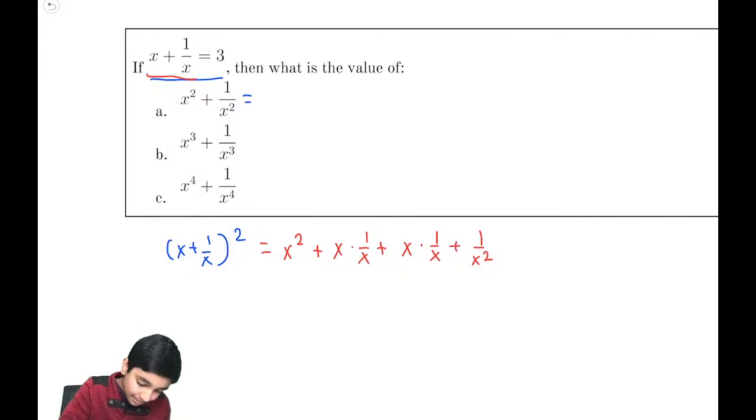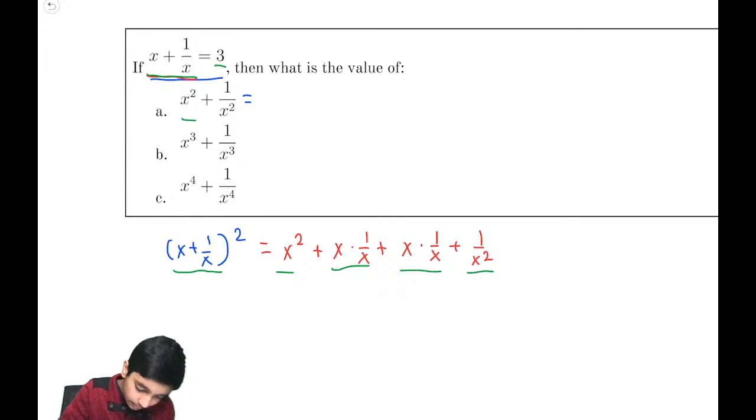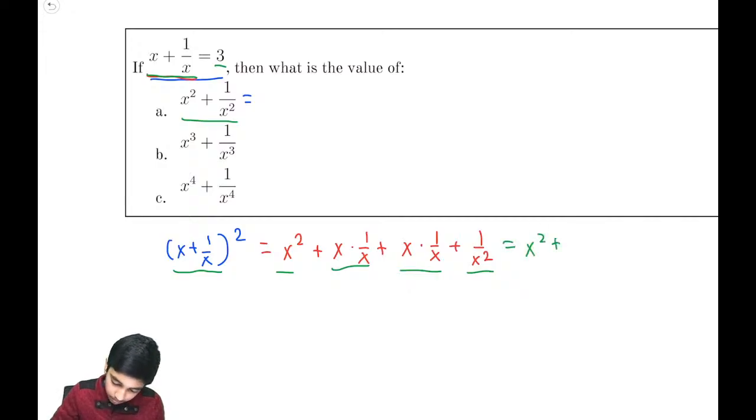So we have x plus 1 over x is equal to 3. And we have (x plus 1 over x) squared. We can square it out, because whenever we're trying to find x squared plus 1 over x squared, we just square the expression, and we get x squared plus x times 1 over x plus x times 1 over x plus 1 over x squared. So we're just squaring this expression so we can get these terms here. And this is equal to x squared plus 1, because these cancel, plus 1 again, because these cancel, plus 1 over x squared, which is equal to x squared plus 1 over x squared plus 2.